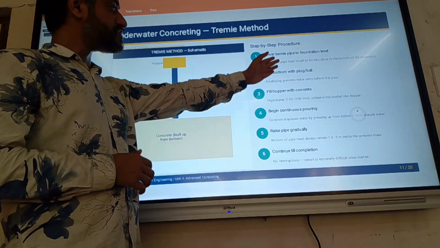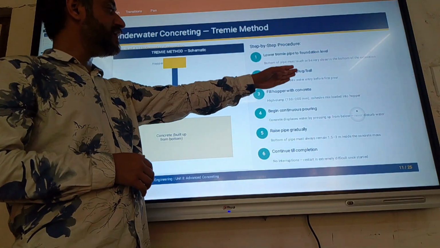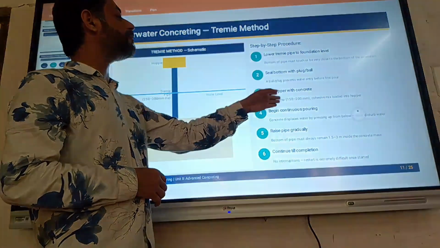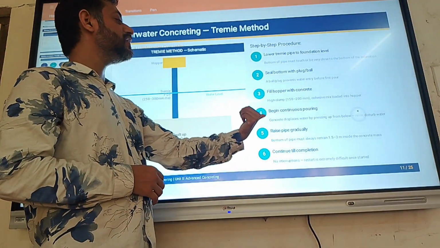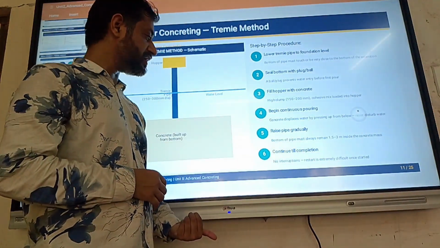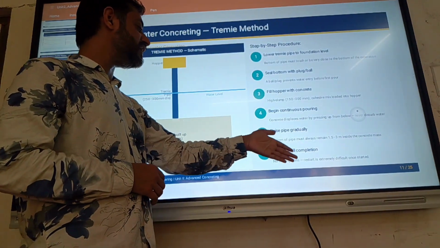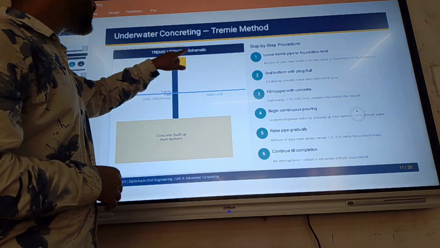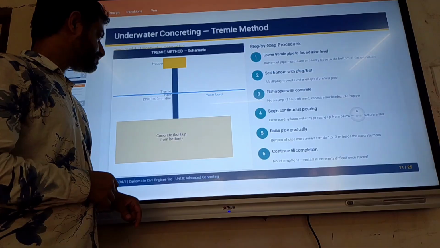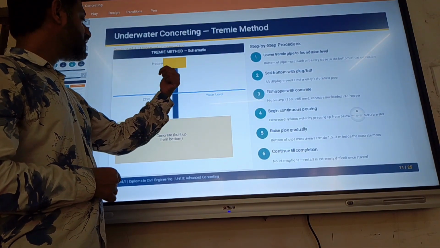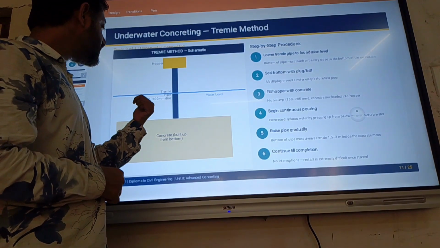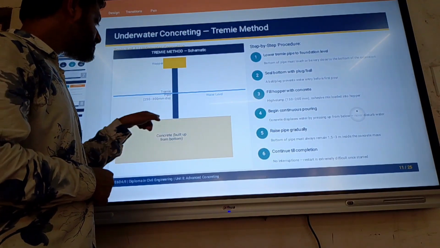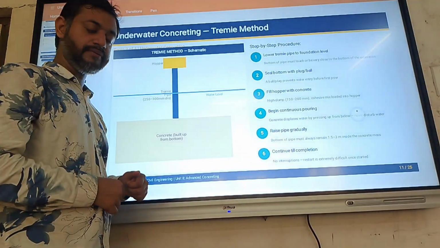First we will lower the tremie pipe to the foundation level. Second, we will seal the bottom with the plug or wall. Then we will fill the hopper with concrete and then begin the continuous pouring of the fresh concrete. Then we will raise the pipe gradually and continue till the completion. So this is the tremie method schematic structure. You can see here, this is the hopper. This is a pipe of 250 to 300 mm dia. This is the water level and bottom is the concrete.